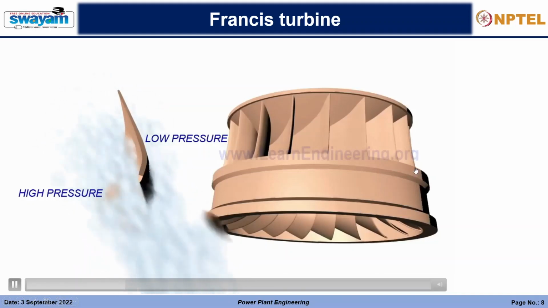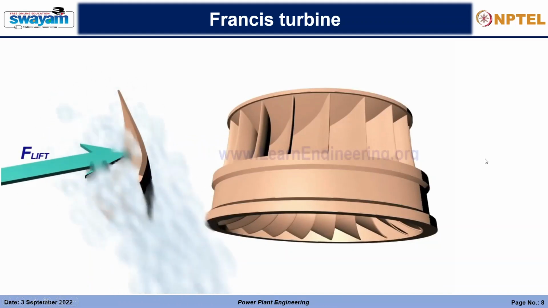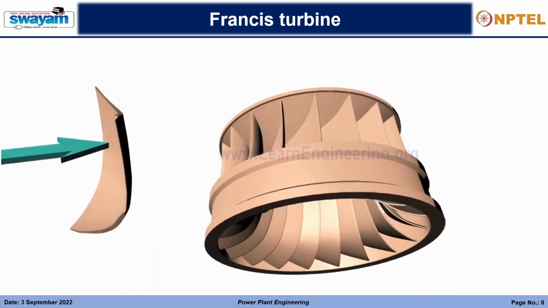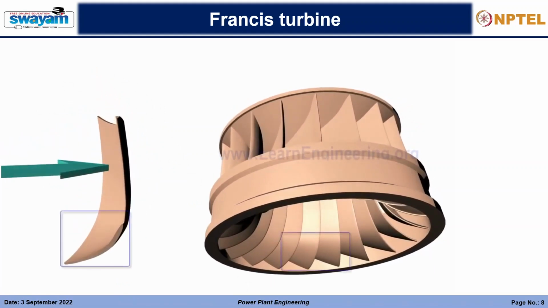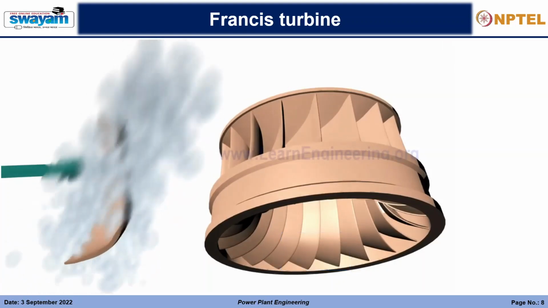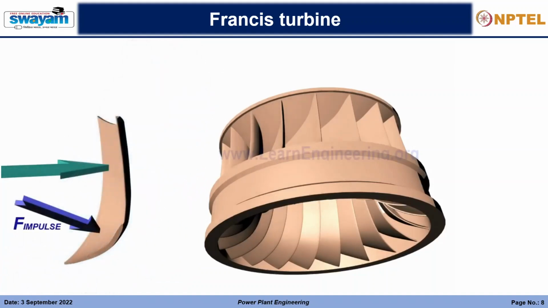This will result in a lift force. You can also note one more peculiar thing about the blade. It is having a bucket kind of shape towards the outlet. So water will hit and produce an impulse force before leaving the runner. Both impulse force and lift force will make the runner rotate.